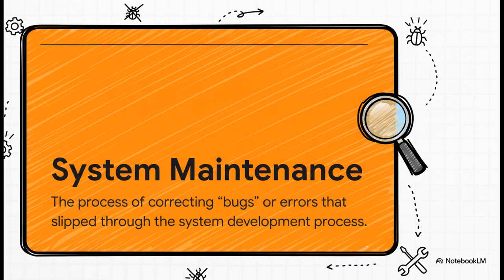First up is maintenance. This is basically the process of correcting bugs. Those annoying little errors that somehow slipped through all that testing. Bugs can happen for all sorts of reasons, from a simple coding mistake to a requirement that was misunderstood way back in the design phase. Maintenance is the essential work of squashing them.